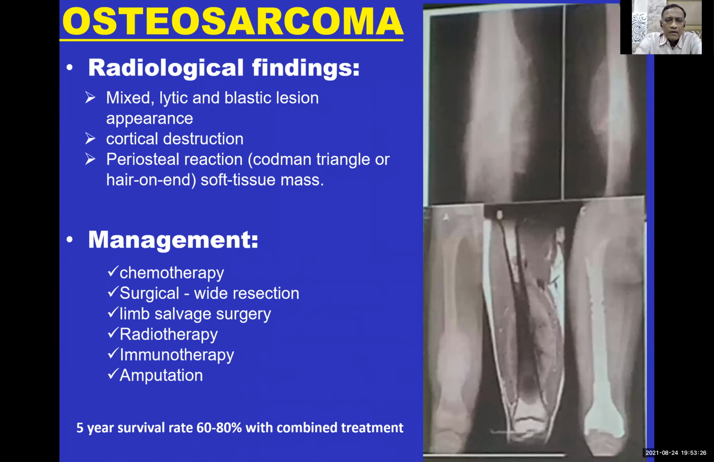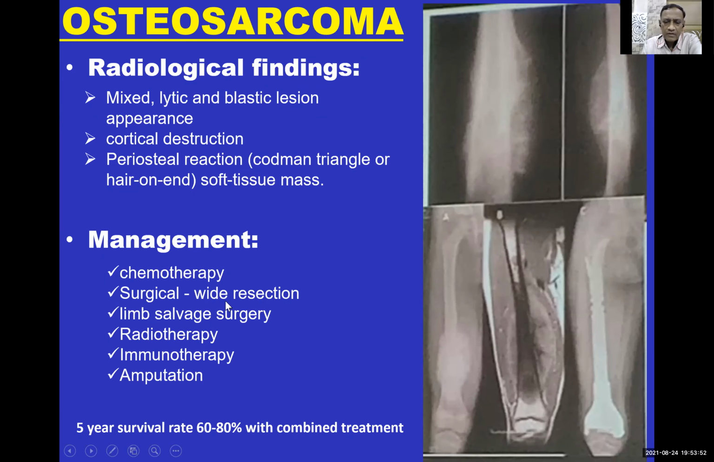The tumor could be lytic or blastic. There is a cortical destruction and periosteal reaction in the form of Codman's triangle or hair-on-end appearance, with a soft tissue mass. Management: you have to grade the lesion first, and then depending on the grade, you can treat it either by wide surgical excision, limb salvage surgery, or maybe amputation.